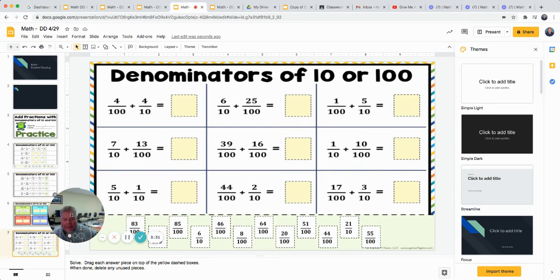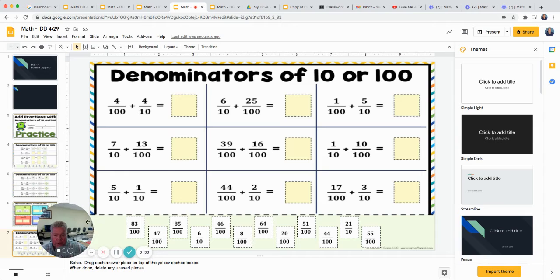The last slide today, we're putting what the answer would be. Okay, so pretty simple. 4 hundredths, we change 4/10 would be 40 hundredths. So 4 plus 40 would be 44 hundredths. Find it down there and put the card up there. We'll look at one more. 7/10 plus 13 hundredths. 7/10 is 70 100ths. 70 plus 13 would be 83 hundredths. And that's all you do today.